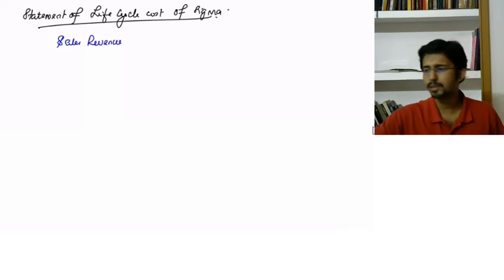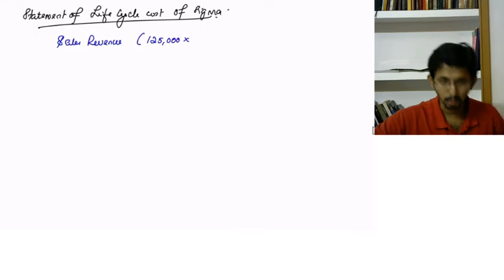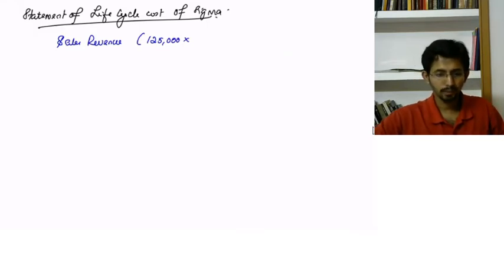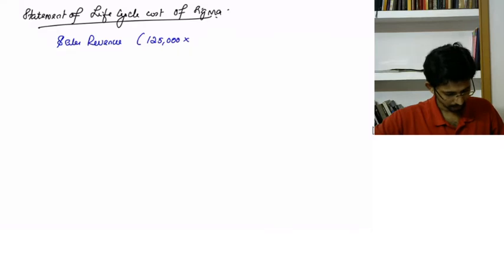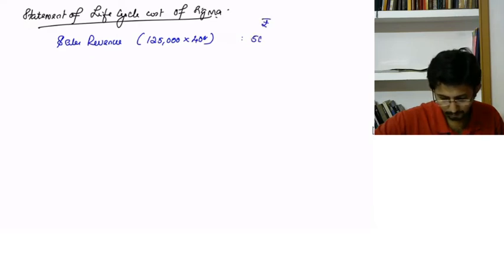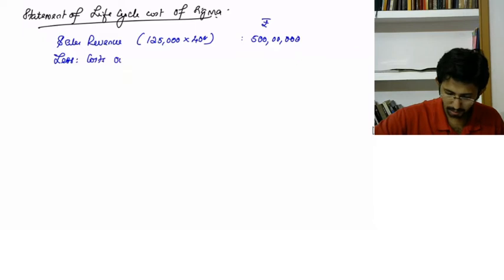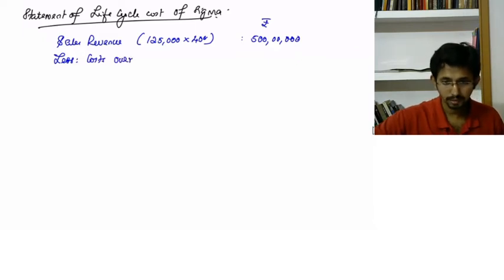Or you can do the cost first, then you come to the sales revenue. So sales revenue: what is the anticipated demand given? Anticipated demand is 1,25,000. So 1,25,000 into the selling price of 400 per unit will be 500 lakhs. Now less cost over life cycle.